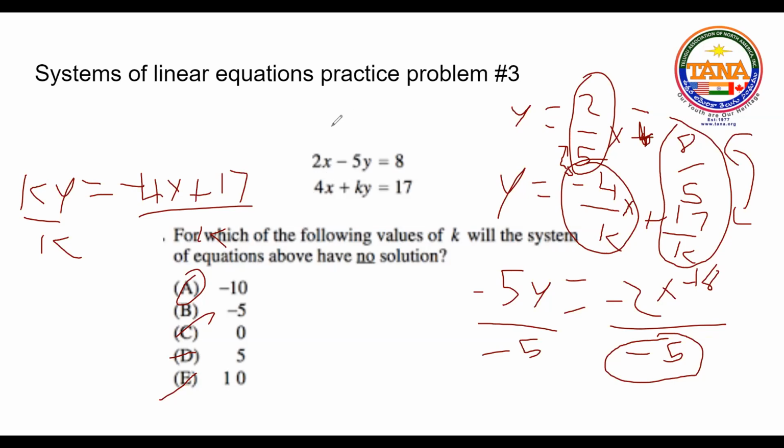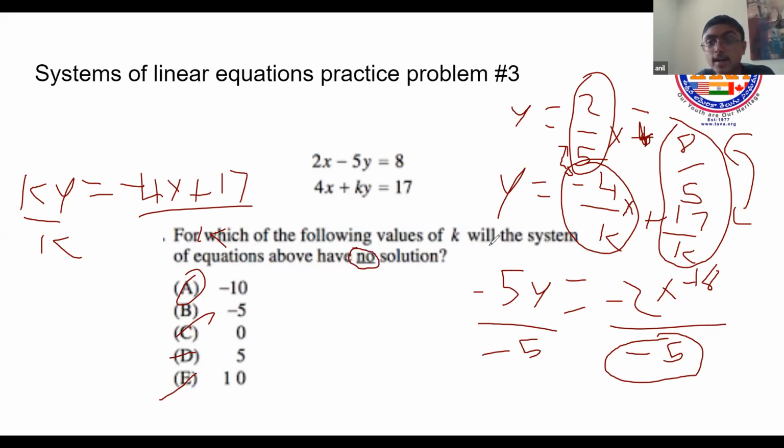So after plugging the negative 10 into the k's, I got y equals 2/5 plus 17 over negative 10. Am I correct here? Yes, because the slopes have to be the same because you want them to be parallel, but you want the y-intercepts to be different, so they just never intersect. And so they don't have any solution. Yeah, that's what it's asking. It's asking for no solution.